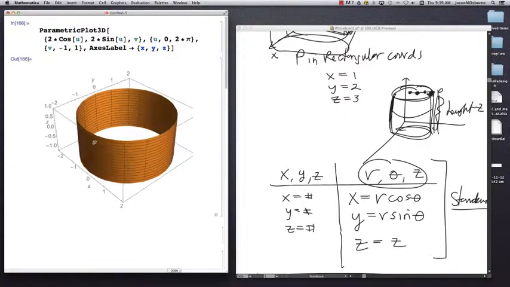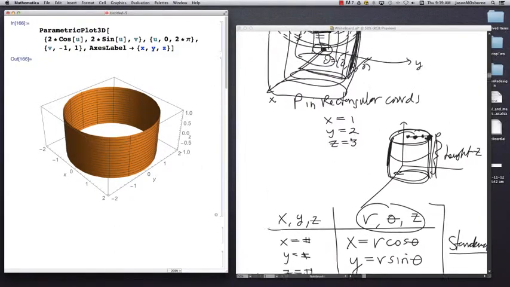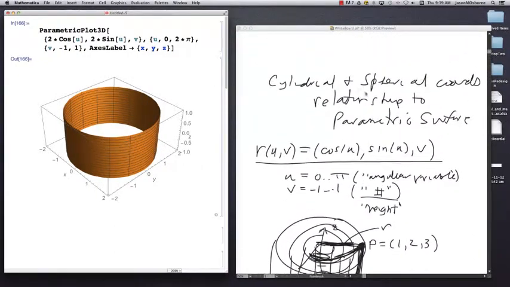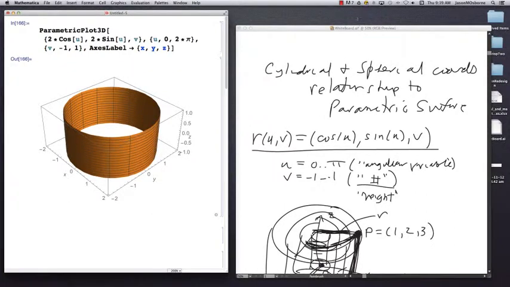Okay? So that's cylindrical coordinates. I will, in the next video, talk about spherical coordinates.